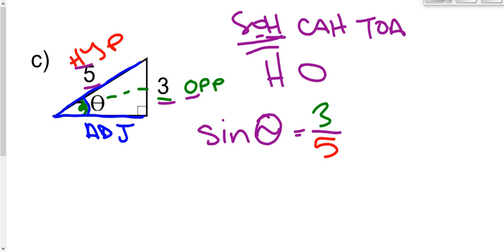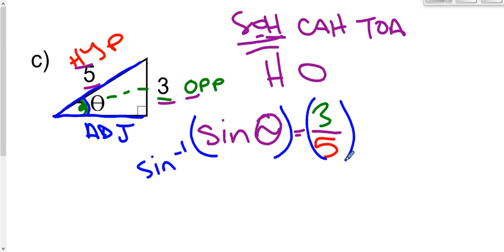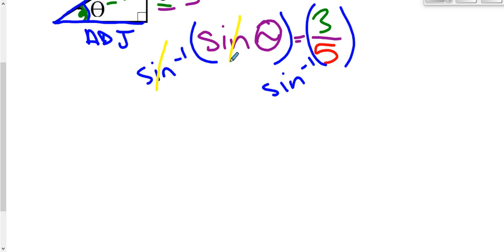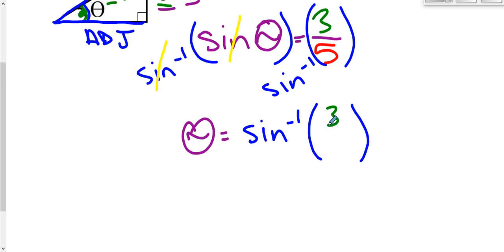And we've learned now that in order to undo sine, we have to use the inverse. So I'm going to do the inverse sine on the left, and I'm going to do the inverse sine on the right to keep everything equal. I'll do the same thing to both sides. My sines will cancel on the left, and I will have theta equals. And on the right, I will have to type in the inverse sine of 3 over 5.